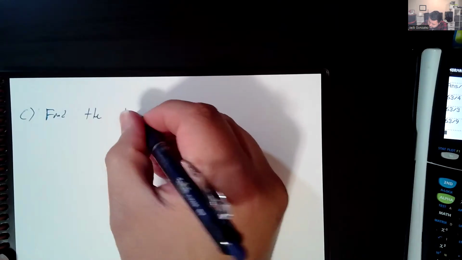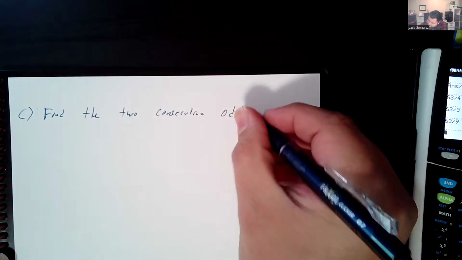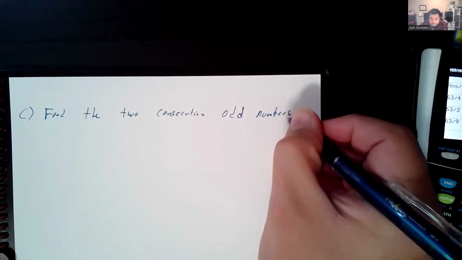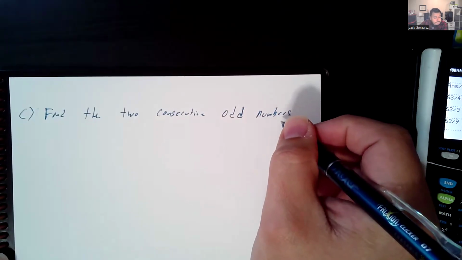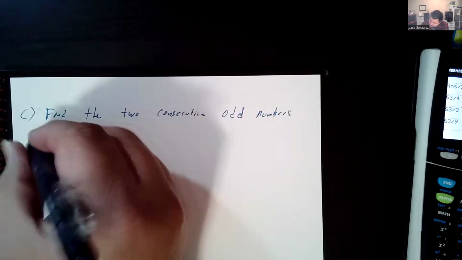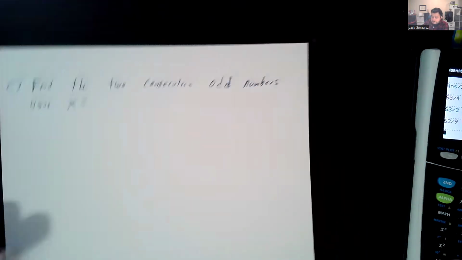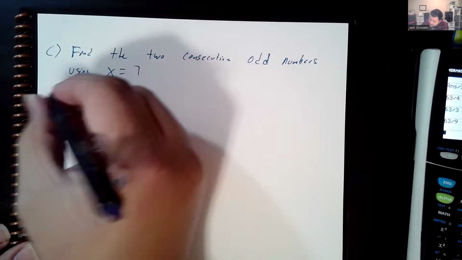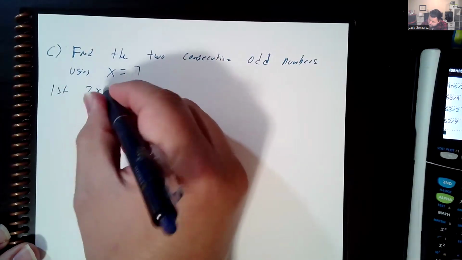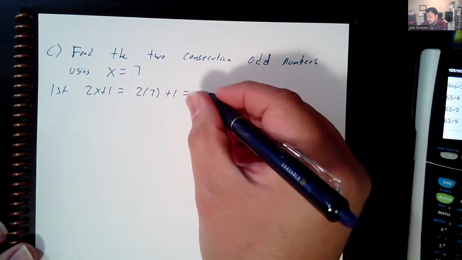So part C, find the two consecutive odd numbers. All right, so using x equal to, we said 7, right? Yeah, 7. So the first one we said was 2x plus 1, so that means it's 2 times 7 plus 1, which will be 2 times 7, that's 14, that's 15.